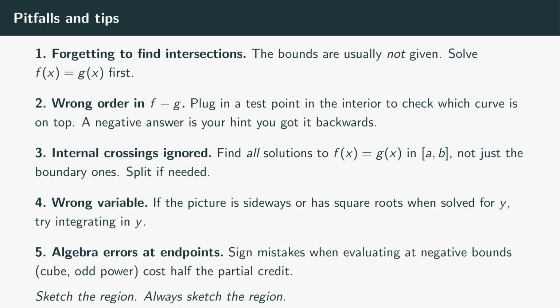3. Internal crossings ignored. The curves might cross inside the interval, not just at the endpoints. Find all solutions of f equals g in the interval, and if any are interior, split the integral at those points and handle each subinterval separately. 4. Wrong variable. If the region's bounding curves are naturally functions of y, sideways parabolas, circles, regions with vertical tangents, integrate in y, not in x. Save yourself the case splits.